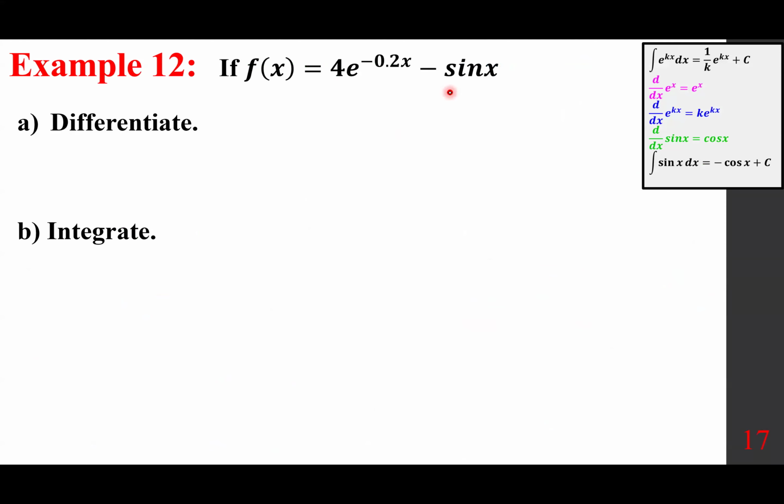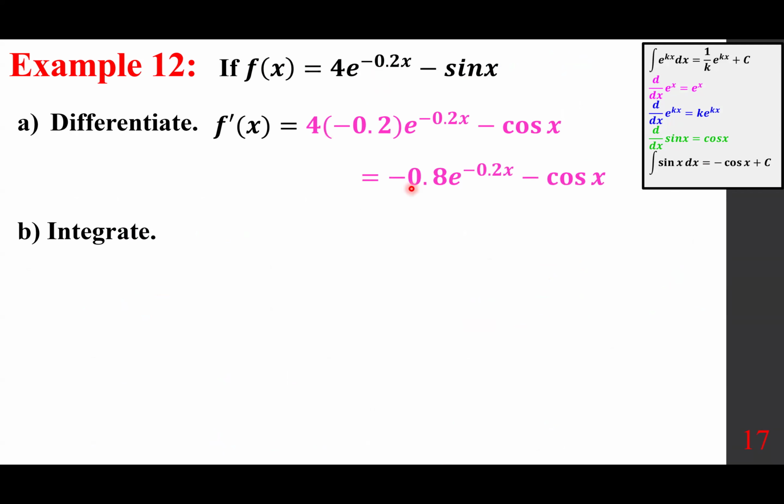What about f of x is 4 e to the power minus 0.2x minus sin x? We want to differentiate and integrate. I want to remind you the difference between the two. That's why we're going to do that. Exponential, the differentiation and integration results in the same thing. We're going to multiply by negative 0.2, minus sin x gives you minus cosine x. Multiply these two, the final answer is negative 0.8 e to the power minus 0.2x minus cosine x.